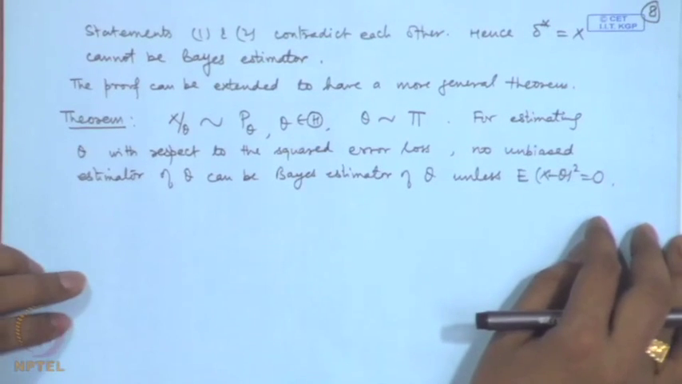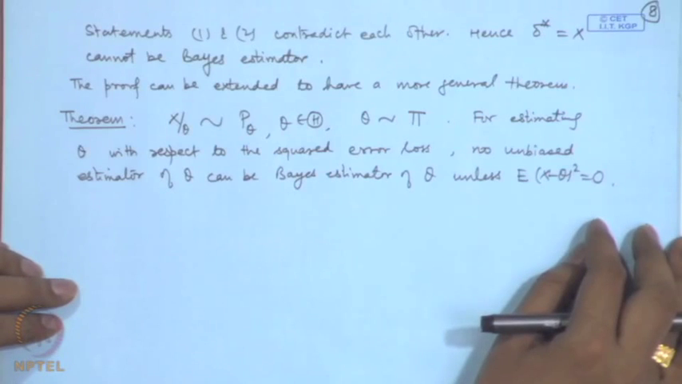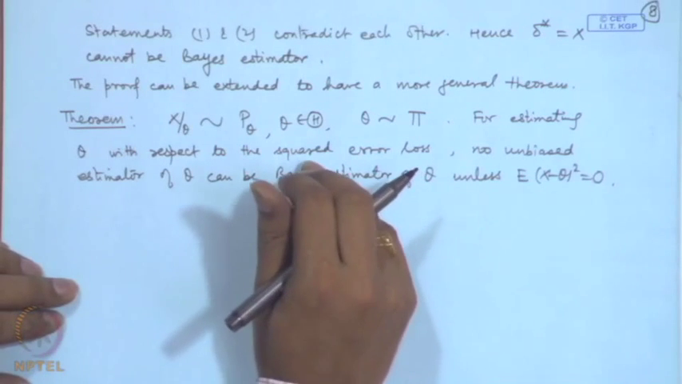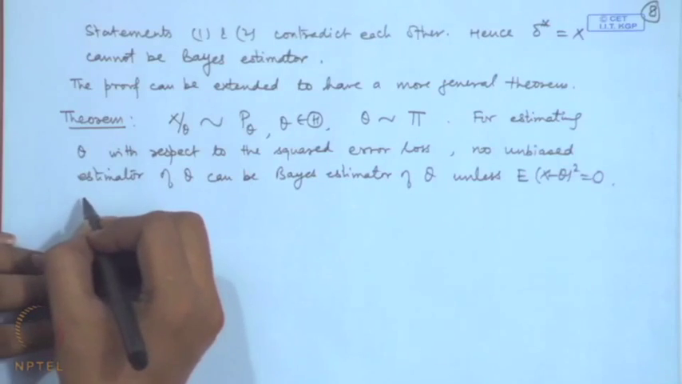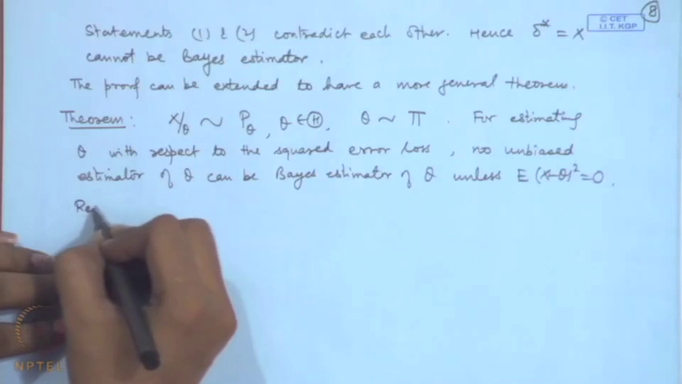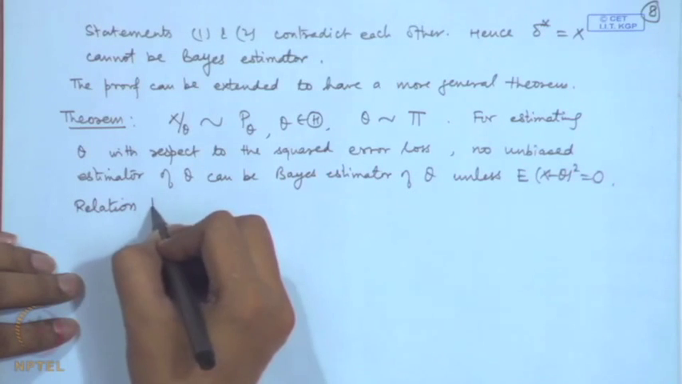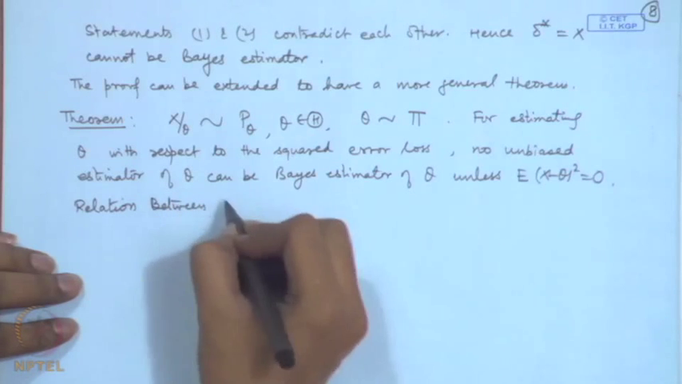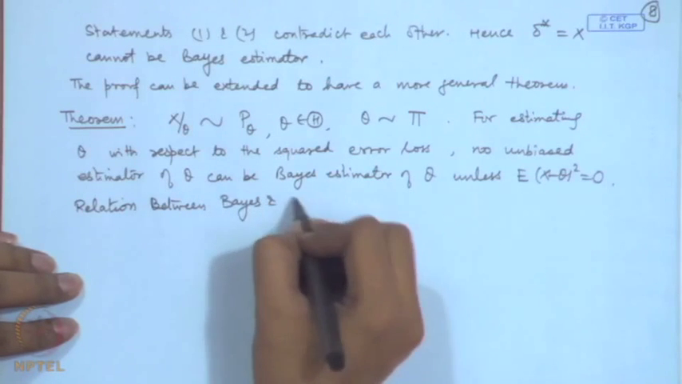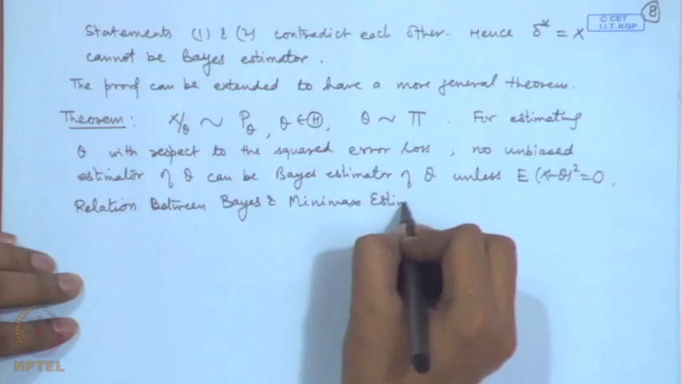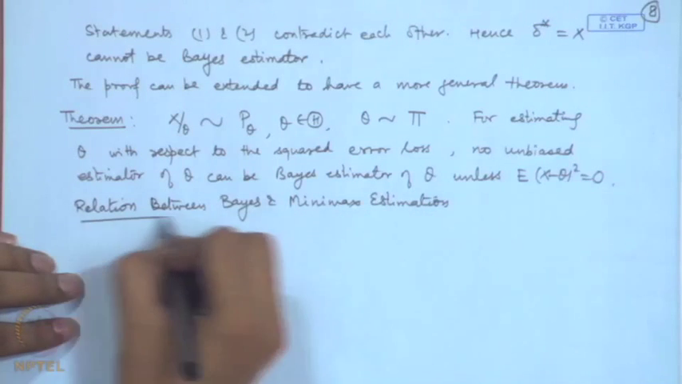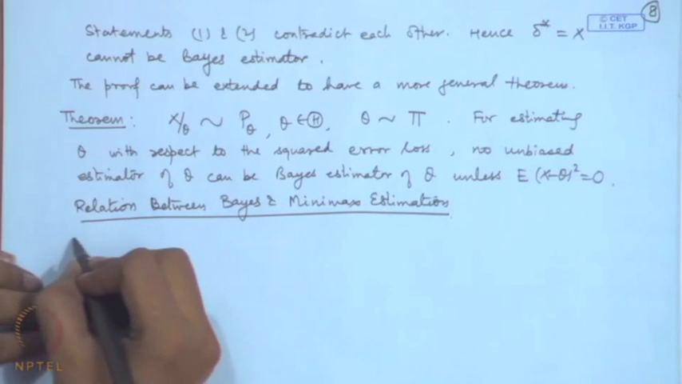Next, we establish a connection between Bayesian and minimax estimators. In fact, the Bayes estimators are used to prove the minimaxity of certain estimators. So, Bayesian approach is the approach that is being used here. We have the following theorem here.